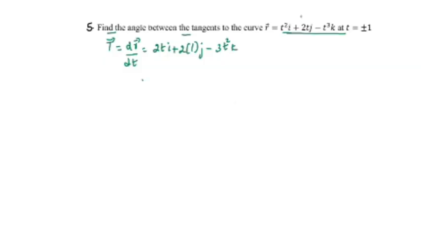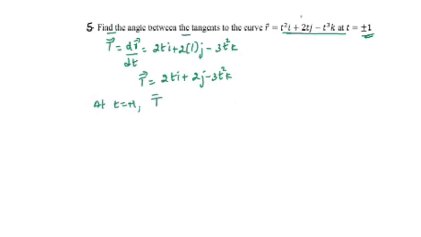So now the tangent vector will be 2t i plus 2 j minus 3t square k. Now we have to find it with respect to the values of t, t is 1 and t is minus 1. So let me take t equals plus 1.